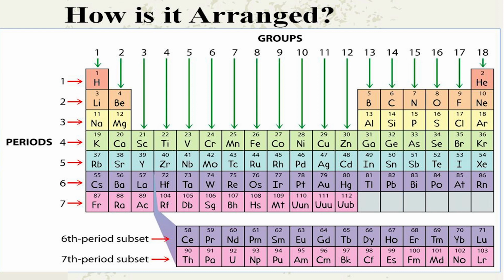How many periods are there on the periodic table? There are 7 periods on the periodic table. The horizontal rows are called periods and are labeled 1 to 7. The red line shows the different periods and the green line shows the different groups.